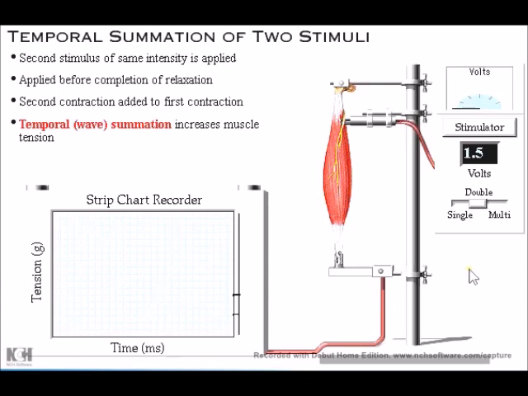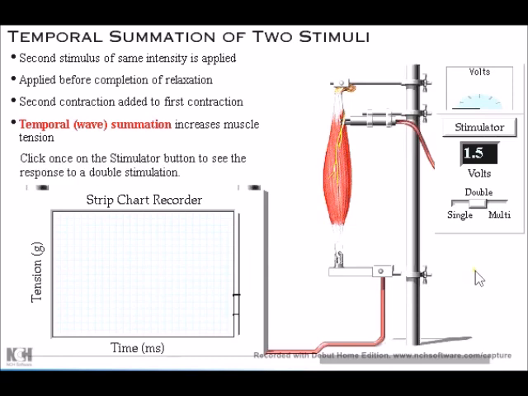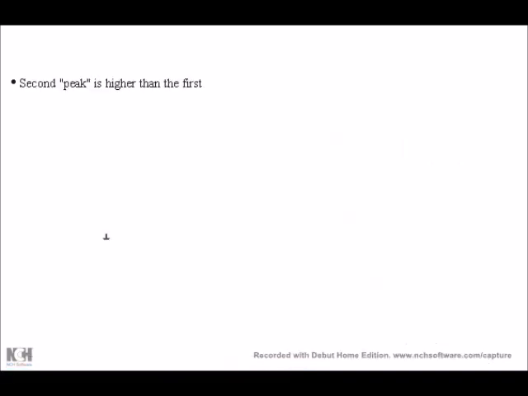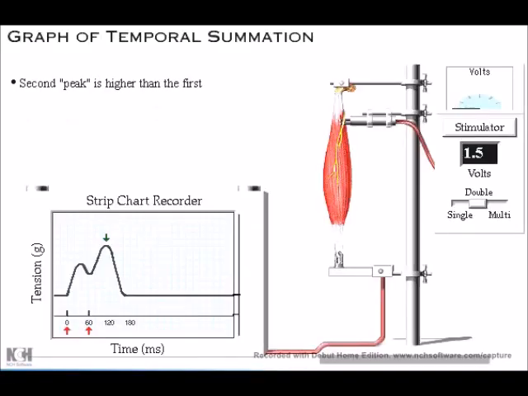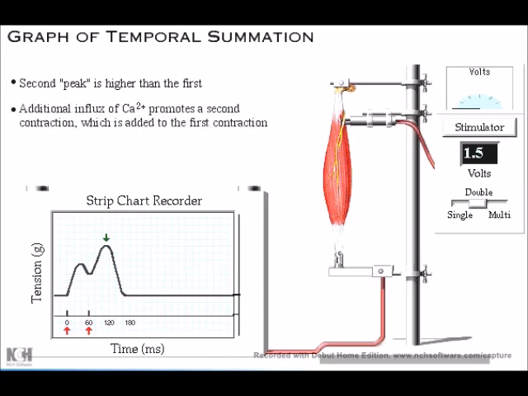The stimulator has been set to give two stimuli to this muscle. Click once on the stimulator button to see the response to a double stimulation. Notice that the second peak is higher than the first. Since the muscle is already partially contracted from the first stimulus, the additional influx of calcium ions promotes a second contraction, which is added to the first contraction.